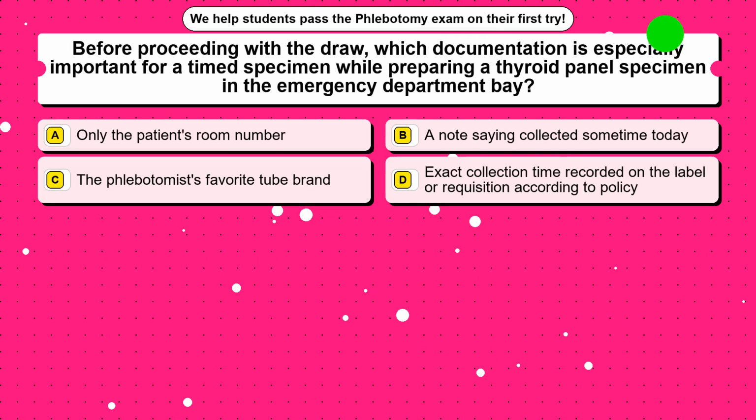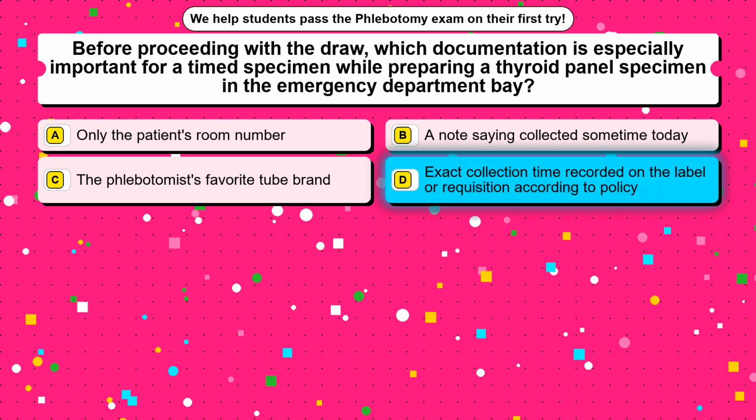Question 49. Before proceeding with the draw, which documentation is especially important for a timed specimen while preparing a thyroid panel specimen in the emergency department bay? Option A, only the patient's room number. Option B, a note saying collected sometime today. Option C, the phlebotomist's favorite tube brand. Option D, exact collection time recorded on the label or requisition according to policy.